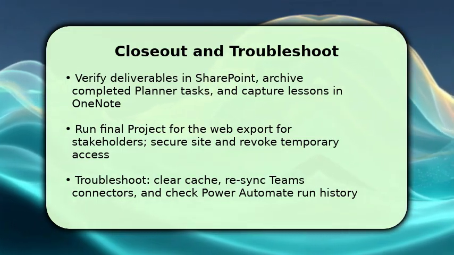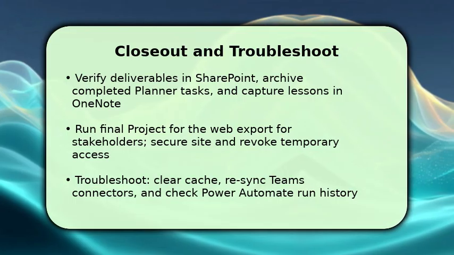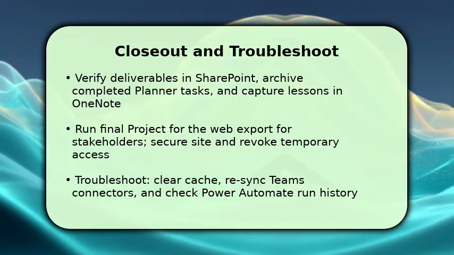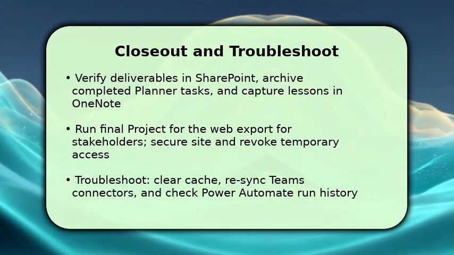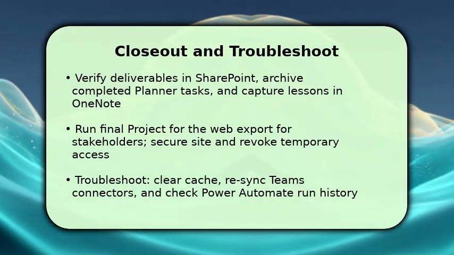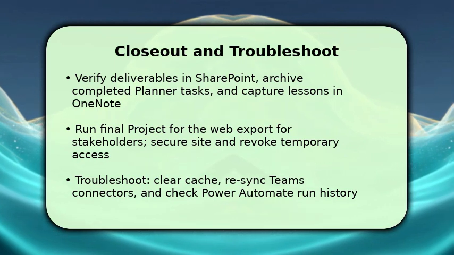If things go wrong, check cache and connectivity, resync Teams connectors, and inspect Power Automate run history to find and fix broken automation quickly.